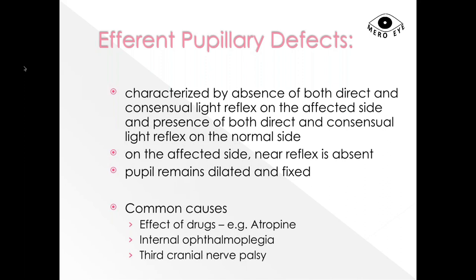As we have already mentioned, the motor pupillary fibers travel via the third cranial nerve. If there is any problem in the third cranial nerve, it can lead to a problem in the motor pathway. So the characteristic of the efferent pupillary defect is that in the affected eye, there will be absence of the direct, consensual and the near reflex, and the pupil is dilated and fixed.